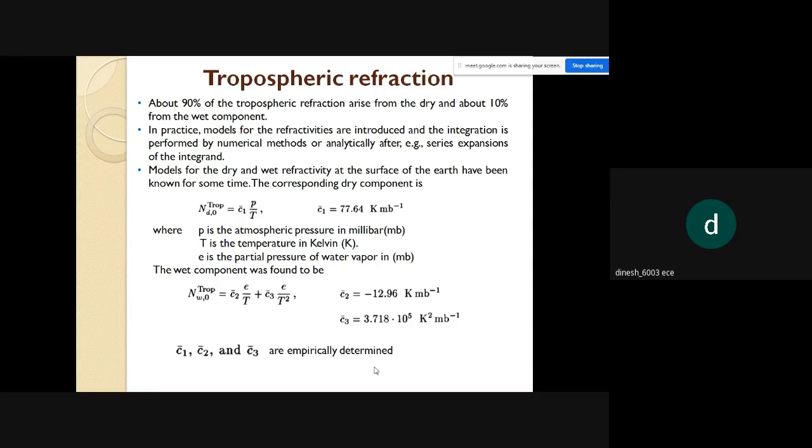So in practice, modeling of these refractivities is introduced and the integration is performed by numerical methods. For example, we use series expansions of the integrand.